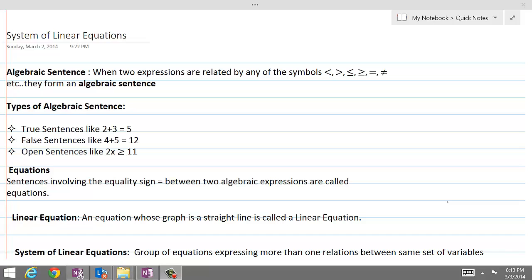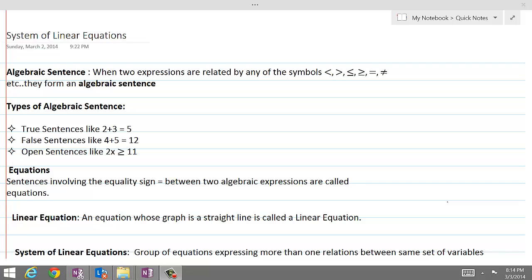Types of algebraic sentences. Obviously, if the statement is true, then the sentence is said to be a true sentence. Like if 2 plus 3 is equal to 5, then this is a true sentence. But if 4 plus 5 is expressed as equal to 12, that is a false sentence, because 4 plus 5 is not in fact equal to 12, it is equal to 9. So this sentence is a false sentence.